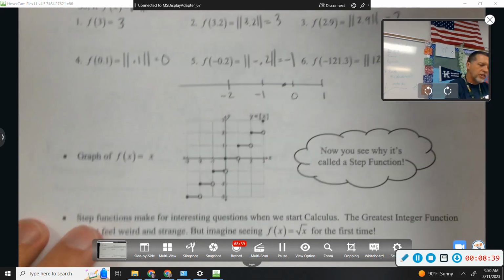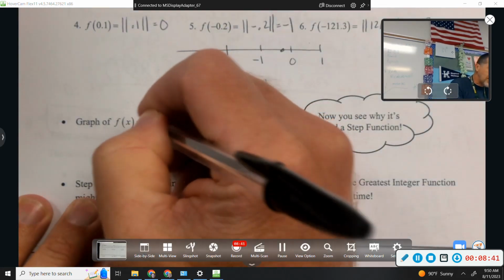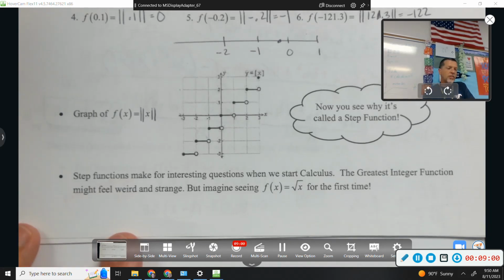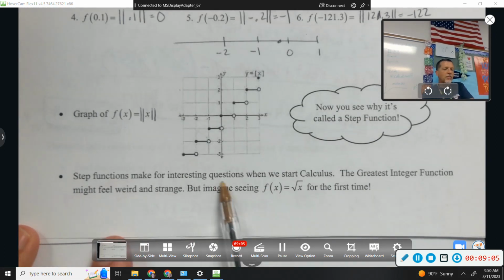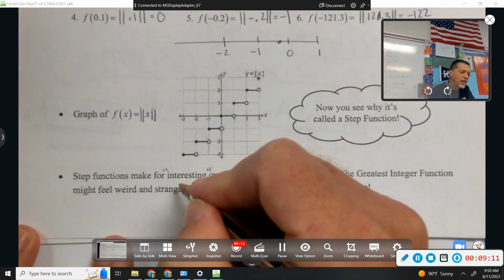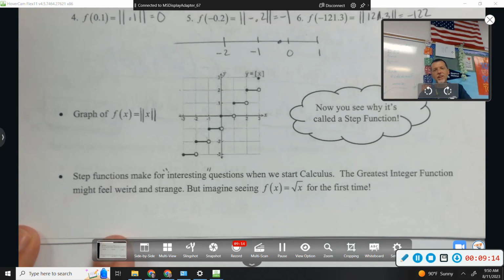So, greatest integer function. Here's what it looks like. Again, the printer doesn't like it, so it won't print the formula for it, or the picture. And now you know why it's called a step function, because it looks like steps. And you can see it's a function because it passes the vertical line test. Step functions make for interesting questions when we start calculus, and you know what interesting means when a math teacher says interesting. It's kind of a synonym for hard, but we don't want to say hard.